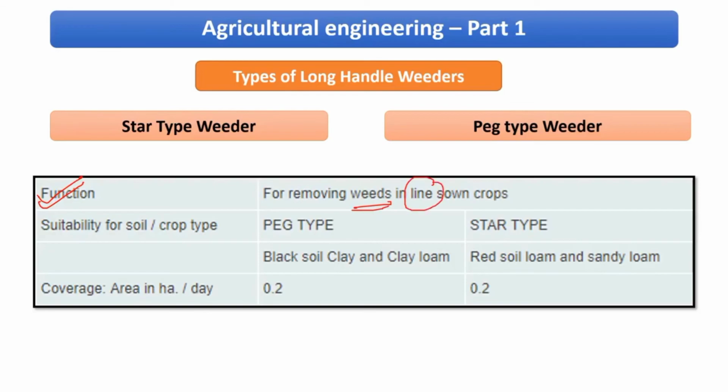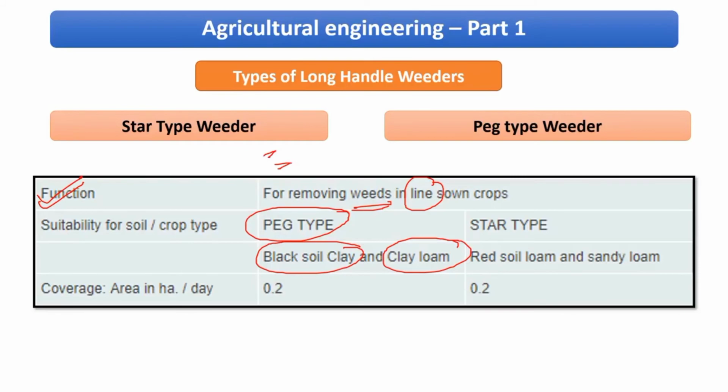Okay, since these are intercultural operations that are performed. Suitability: when you talk about the peg type, which has sharp teeth at the end, it is used for clay loam and black soil. Basically you can see here that these clay soils have very little drainage capacity. The penetration of water is more and the holding capacity is more.